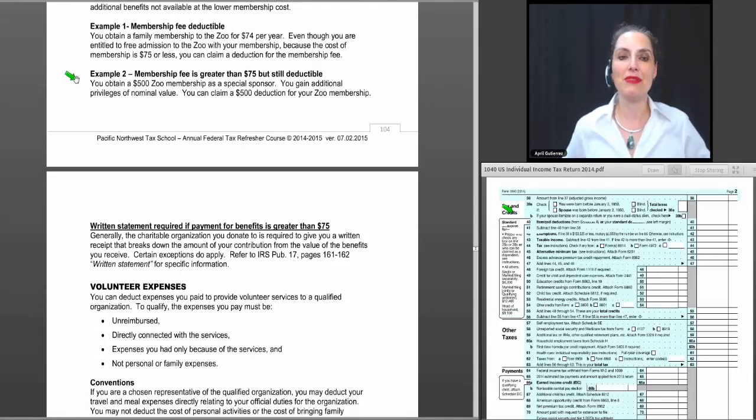Example number 2, membership fee is greater than $75, but it's still deductible. You obtain a membership at a rate of $500 because you are a special sponsor. You gain additional privileges of little or nominal value, and that means that even though you paid more than $75, you will be allowed to claim that $500 deduction for your contribution to the zoo.